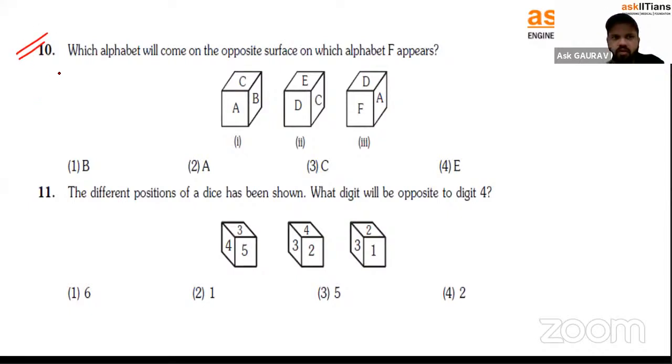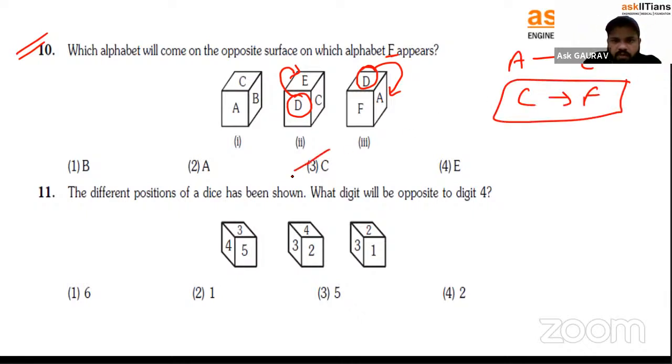Question number 10. Which alphabet will come opposite to F? Just see. Follow the elimination. D and A cannot be. Okay, follow this. D is common here. The clockwise to D is E. The clockwise to D is A. So A will be opposite to E. So C will be opposite to F. Which option? Option C is right.